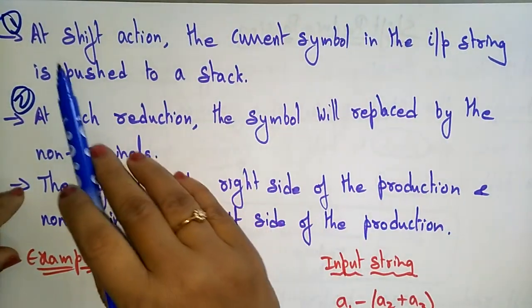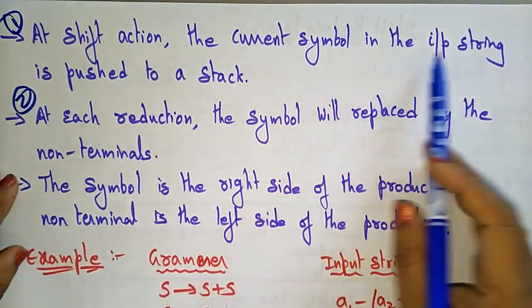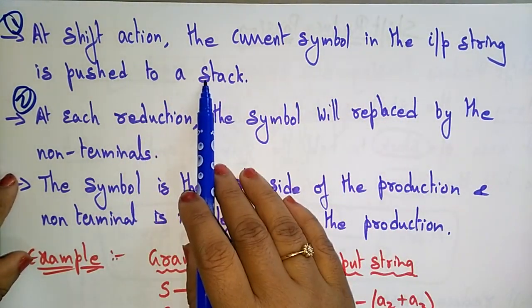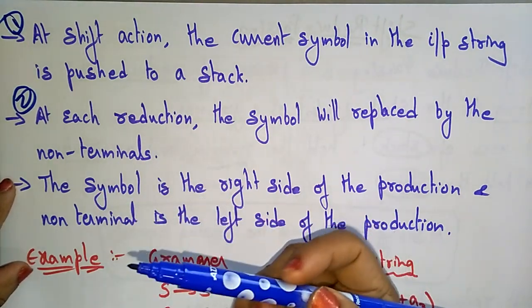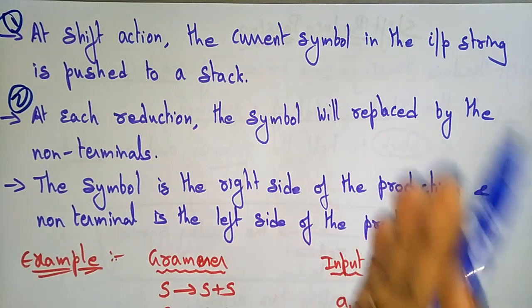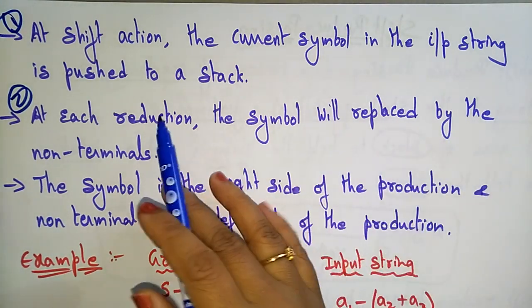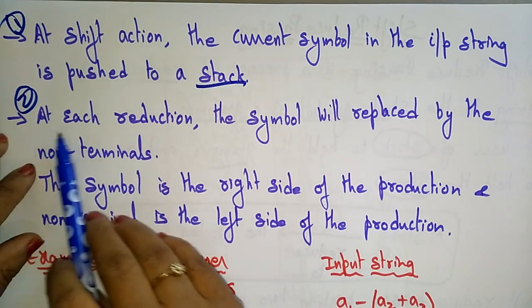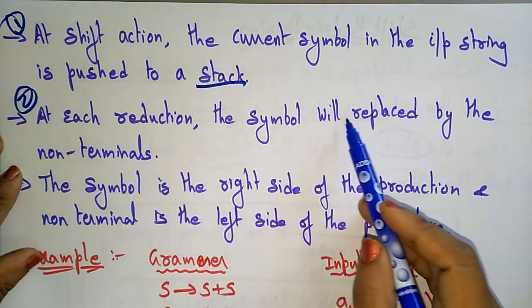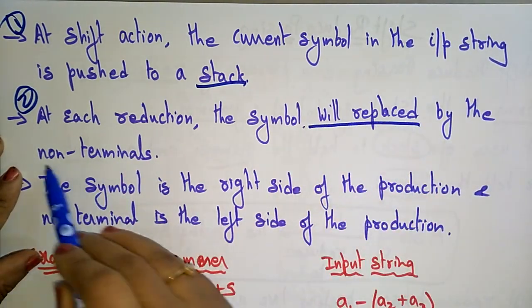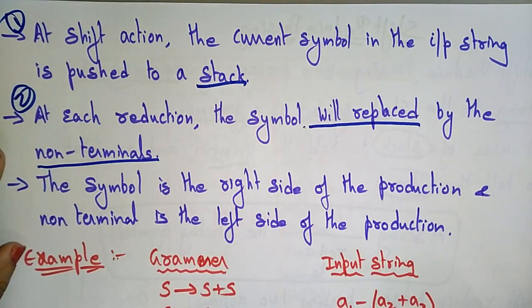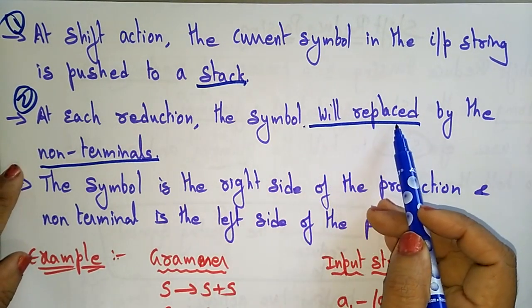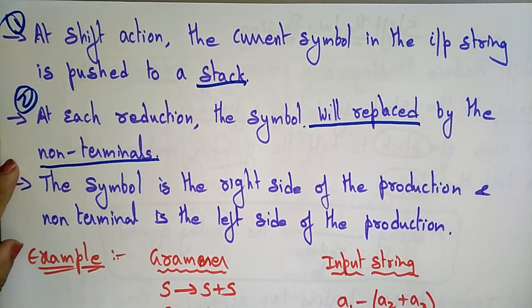At the shift action, the current symbol in the input string is pushed onto the stack. First, whatever symbol is the current input, that current symbol in the input string is pushed to the stack. Now the stack is holding one input symbol. At each reduction, the symbol will be replaced by the non-terminal. When you try to reduce the string, the symbol held in the stack has to be replaced by a non-terminal.